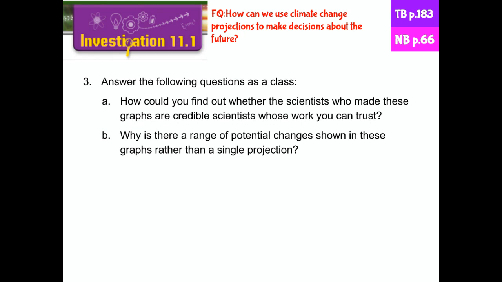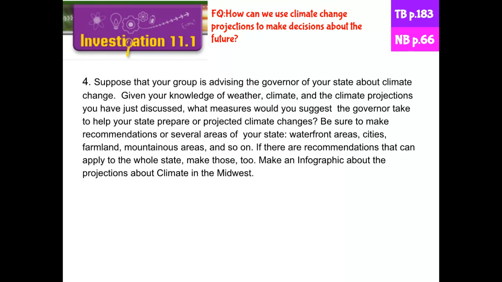So we're going to answer some questions in class. How could you find out whether the scientists who made these graphs were credible, and how can you trust them? And why is there a range of potential changes shown in these graphs rather than just a single projection? And then suppose that your group was advising the government to make some changes. Given your knowledge of weather and climate, what would you do to make these changes?